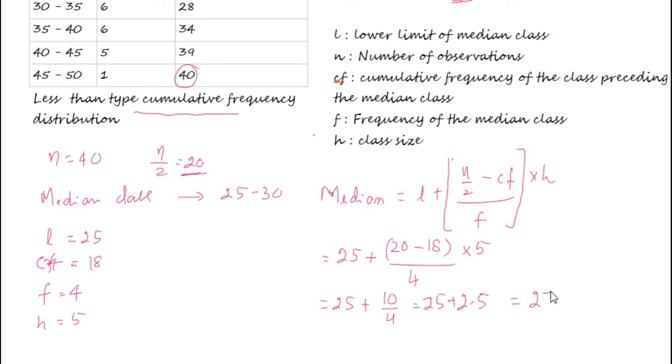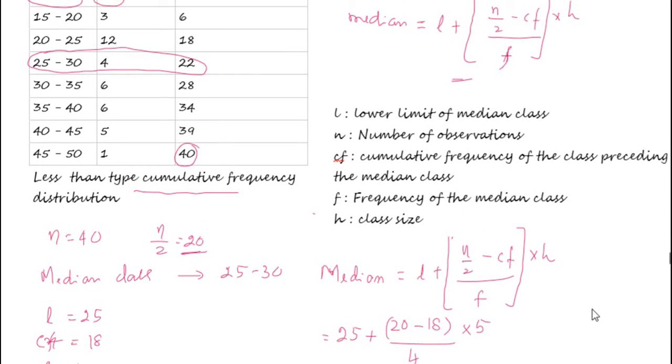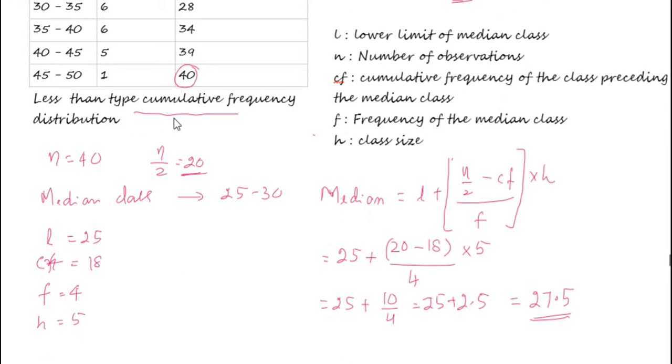Equal to 27.5. This is the median marks. Median marks is 27.5, which will always be within the median class. Median class is 25 to 30. So median value will be always within that. So it is here 27.5. This is how you calculate the median using this formula for grouped data.